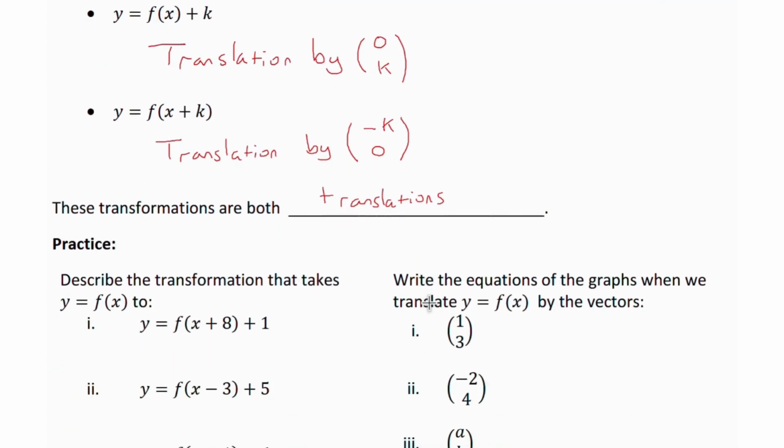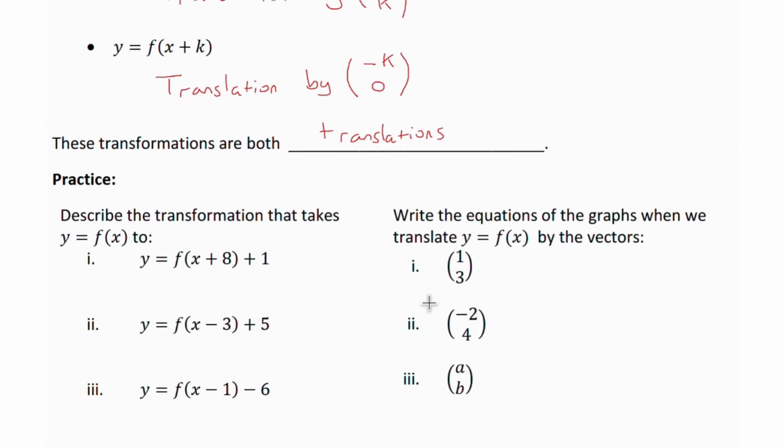Putting this into practice, describe the transformation that takes y equals f of x to each of these. This would be a translation by minus 8 and positive 1. This one is the negative, this one is positive.